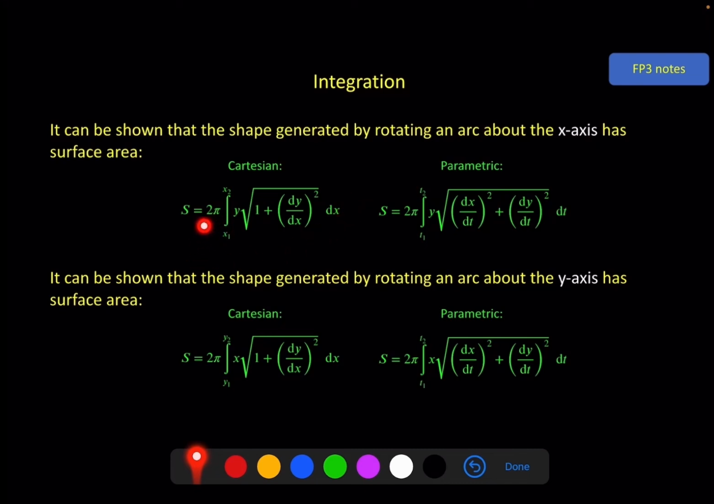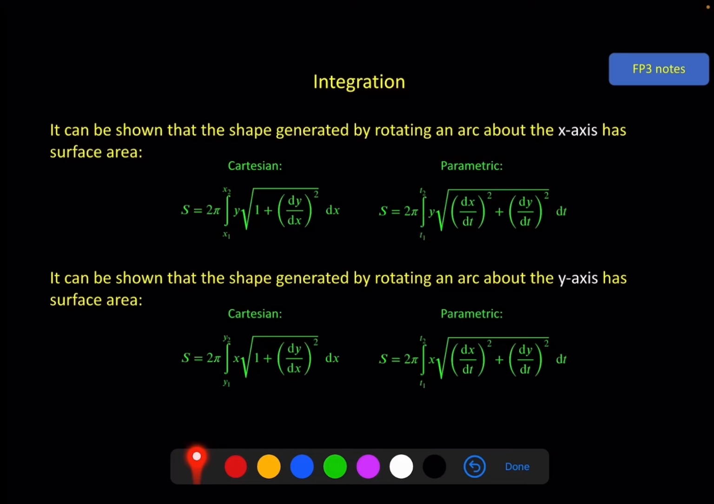The only difference here with the length of an arc is that we use capital S for surface area instead of small s for arc length. There's a 2 pi in front, and you're multiplying your square root by the function itself before you integrate. Same in the parametric form, this is the difference here.